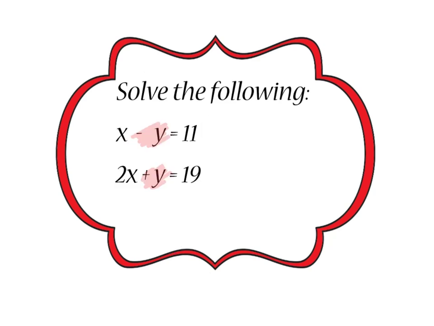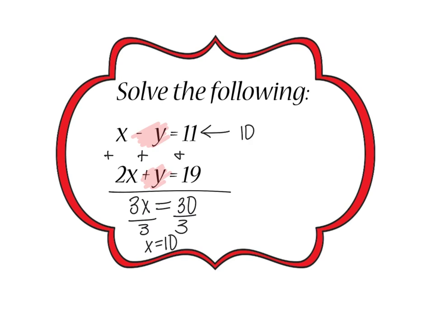For this system, since I already have a negative y and a positive y, those are going to cancel. So I can go ahead and just add. So x plus 2x is 3x. Negative y plus y cancels. 11 plus 19 is 30. I divide both sides by 3. X equals 10.